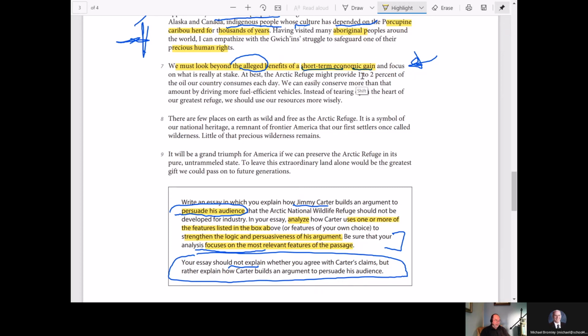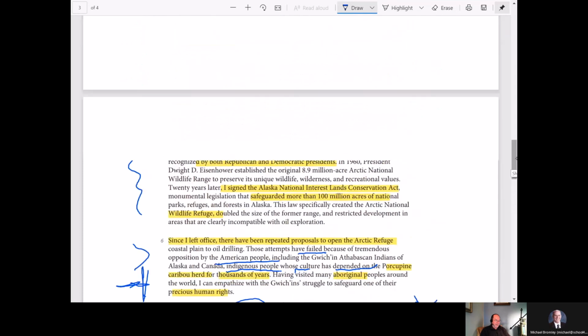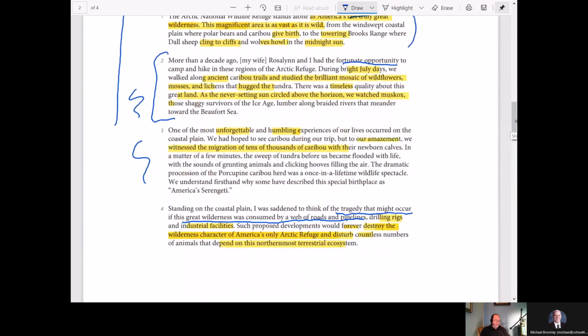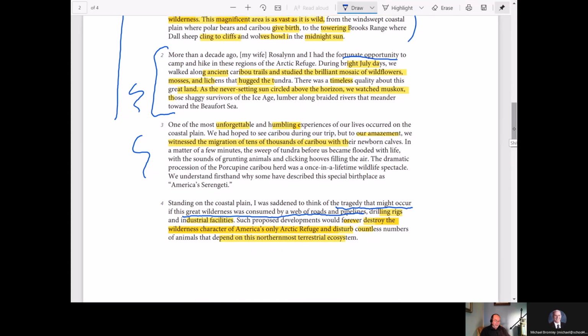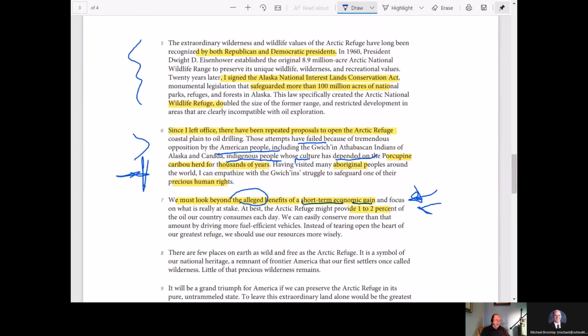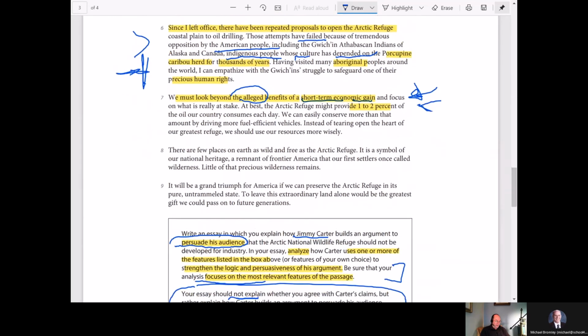And it says it might provide up to 1 to 2%. So he's just using, again, evidence to build his argument here. But he really hasn't given us too much evidence. The evidence up here is all the animals and then his own personal experience. So he gives a testimonial to it and how he was sad. And then some other evidence he used was how other presidents have supported it, right? And the American people have supported it.